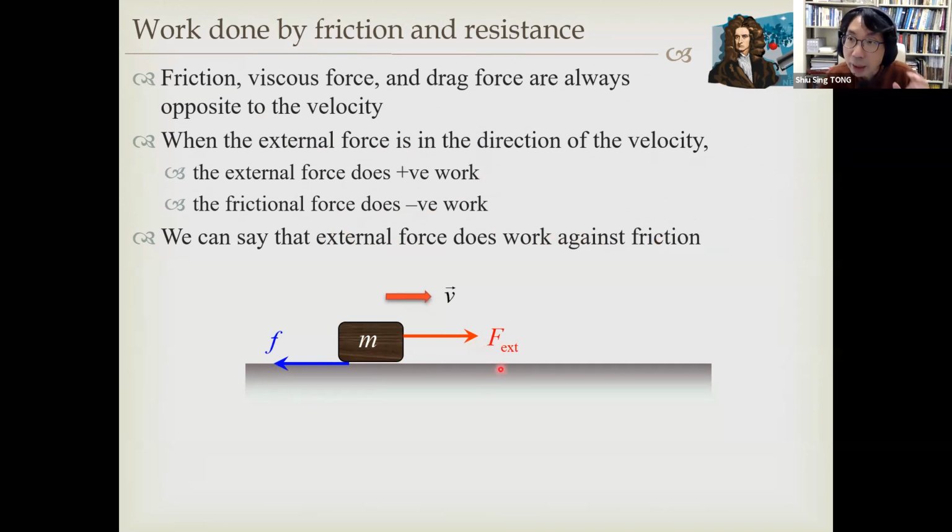So in terms of energy, we can think of it like this. The external force is providing energy to the system, but that energy is eventually dissipated by friction as heat. So the energy has eventually gone to heat. And so the frictional force is a kind of dissipative force. It converts the work into other forms of energy, that is heat or internal energy.